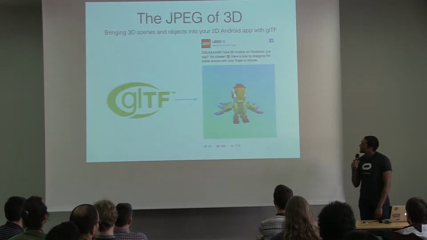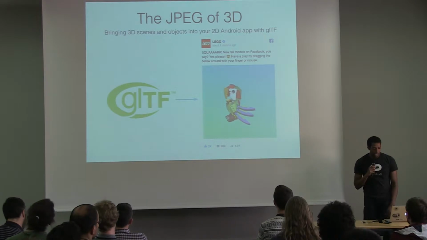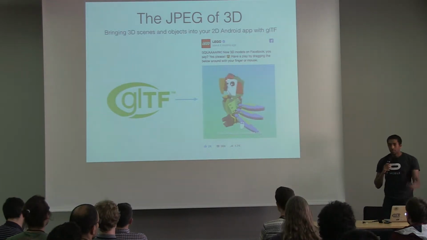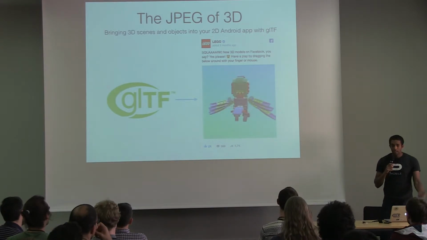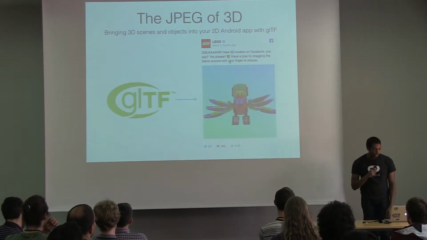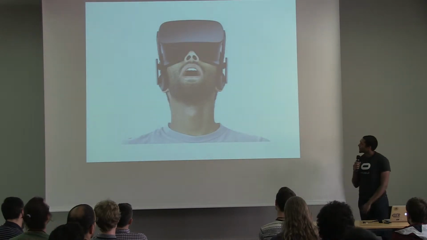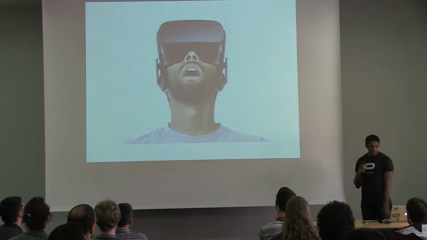So that brings us to my talk today, which is about the JPEG of 3D, bringing 3D scenes into your 2D Android app with glTF, which is a format created by the Khronos Group, the same people that brought you OpenGL, OpenGL ES, Vulkan, among other things. Who am I? I'm the face of VR. You guys might have seen this picture. That is me. No big deal.